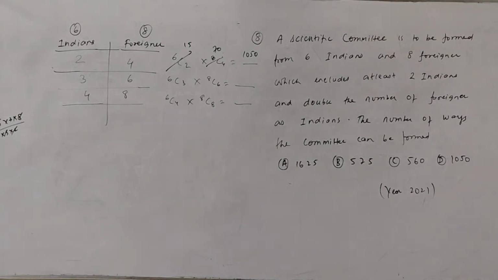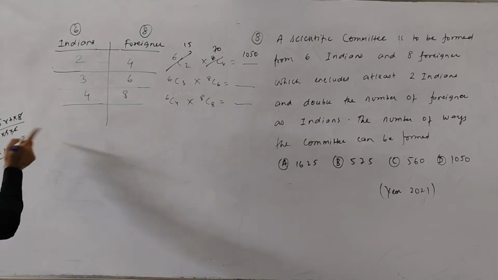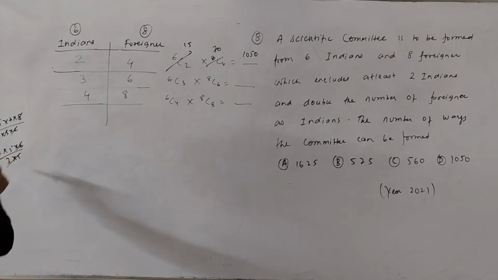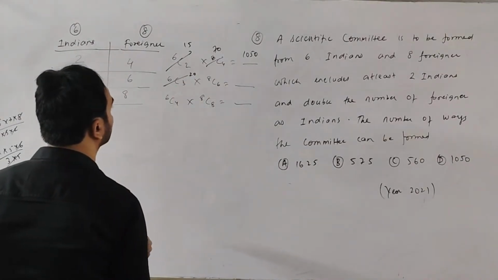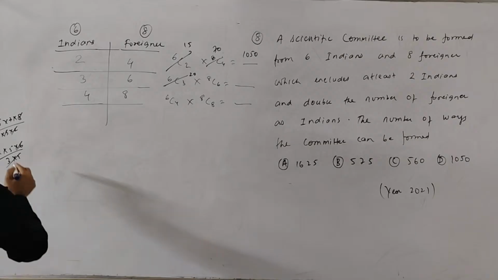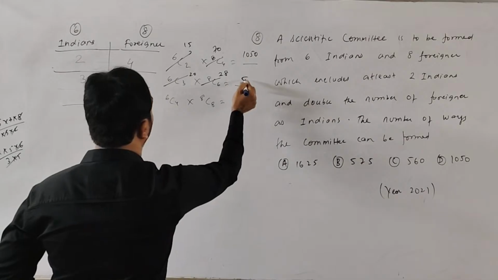Now calculate the next one, 6C3 and 8C6. 8C6 will be 8C2 only. 6C3 will be 4, 5, 6 by 3, so this will become 20. And 8C6, that is 8C2 only, will become 7 into 8 by 2, which is 28. So this is coming, I think, 560.